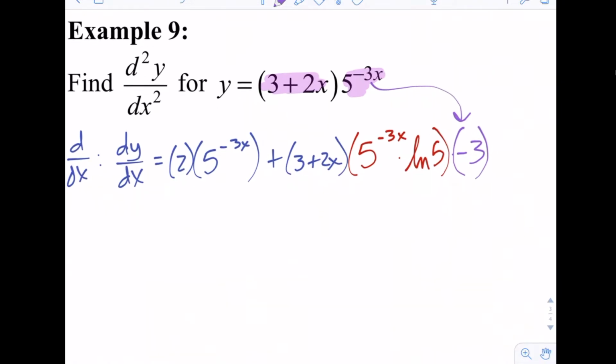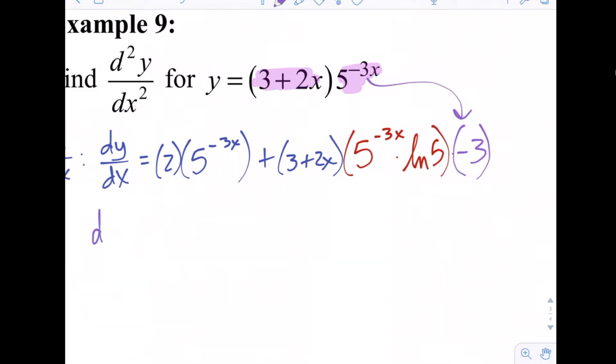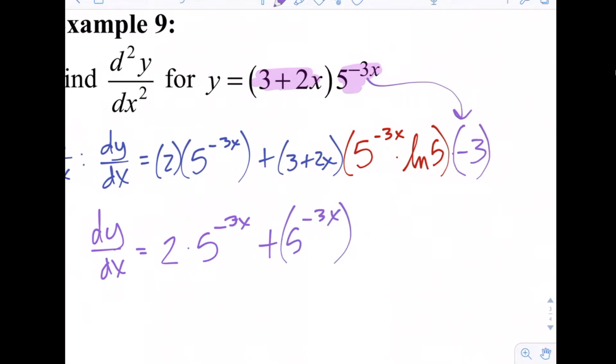Okay? Now, that's the first derivative. Should we just jump right in and take the second derivative, or is it worth tidying up a bit? Yeah, let's tidy it up a little bit. dy/dx equals, let's see, the first one looks good: 2 times 5 to the negative 3x. But over here, let's do the positive 5 to the negative 3x first. That's going to be one factor. And then I'm left with a negative 3 natural log of 5 times 3 plus 2x.